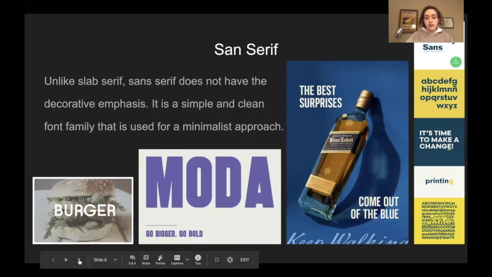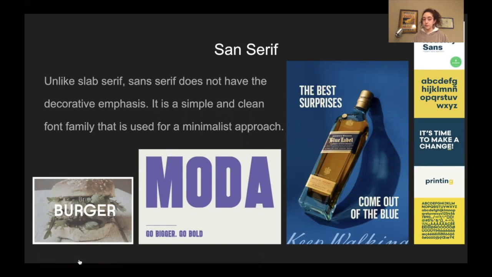So now let's move on to the sans serif. Unlike the slab serif, sans serif does not have the decorative emphasis. It's simple, and it's a clean font style that is used for a minimalist approach. Here's a couple examples. It is really popular in modern advertisements. I know it first gained popularity in the early 2000s, and so you can see a lot of brands use it for their branding, as well as big headlines that you want to make look really simple in advertisements. For example, this Johnnie Walker one is all caps, and it looks really clean, really minimalistic.